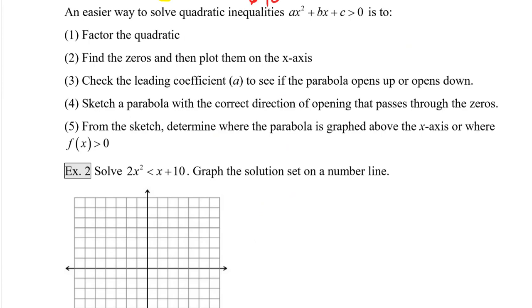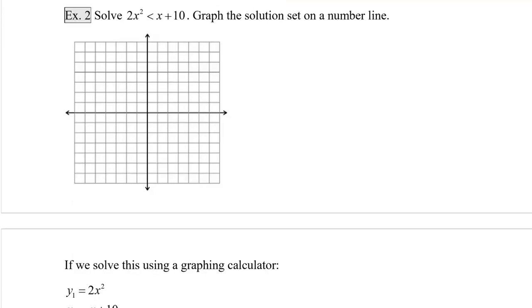Now we did more work there than we had to. An easier way to solve quadratic inequalities of this form is to first factor the quadratic, then find the zeros and plot them on the x-axis, then check the leading coefficient a to see if the parabola opens up or opens down, then sketch a parabola with the correct direction of opening that passes through the zeros, and then from the sketch determine where the parabola is graphed above the x-axis, or where f of x is greater than 0. So we'll use this alternate method to solve example 2.